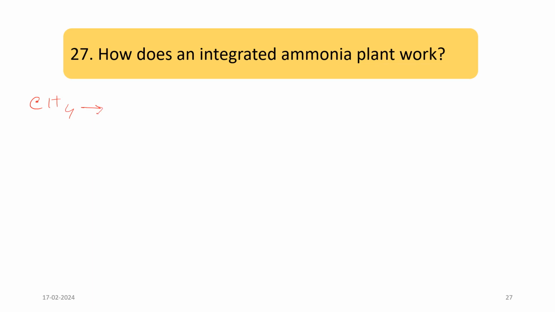CH4 enters into the desulfurization box. Desulfurization reactor means removing sulfur. CH4 has impurities, a small amount of sulfur is present there, so we first need to remove the sulfur. Otherwise the reaction will not happen, and we will not get hydrogen purely. So the first step is the desulfurization.